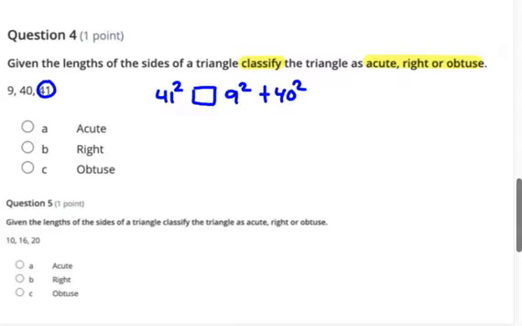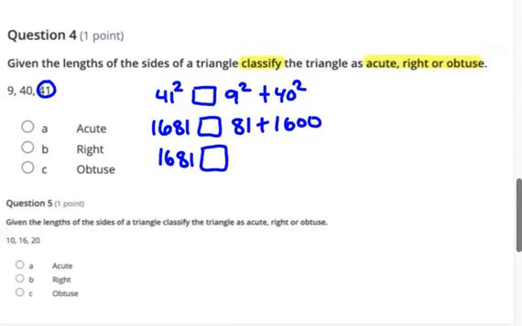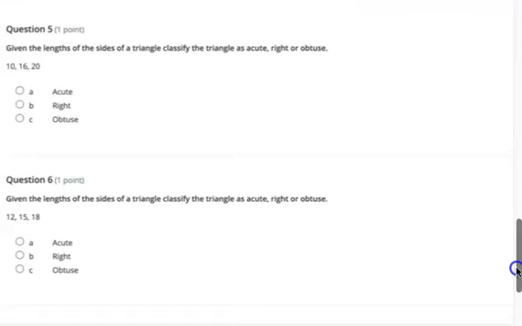41 squared is going to be 1681. We're comparing that to 81 plus 1600. What ends up happening here is we get the same number on both sides. c squared is equal to a squared plus b squared. When that happens, when they're equal, we have a right triangle. Same directions for number 5.